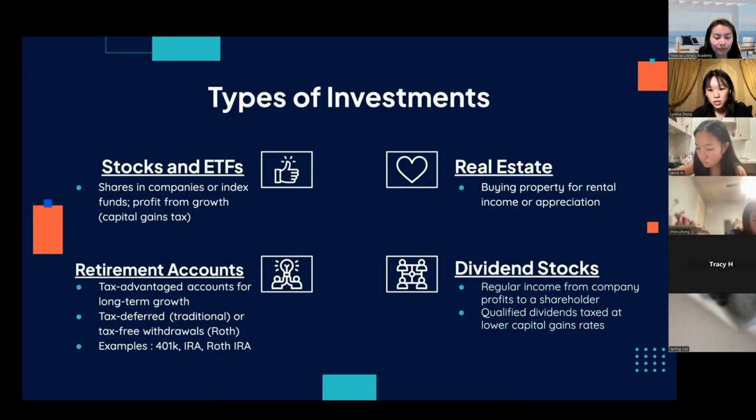And the second most common is real estate. So buying property for rental income or appreciation, and retirement accounts, which was mentioned previously. This includes 401(k)s, IRA and Roth IRA, and these accounts usually have tax-deferred or tax-free withdrawals. Dividend stocks, differing from normal stocks, these are regular income from a company's profits directly to a shareholder. And for the taxes, the qualified dividends are taxed at a lower capital gains rate.